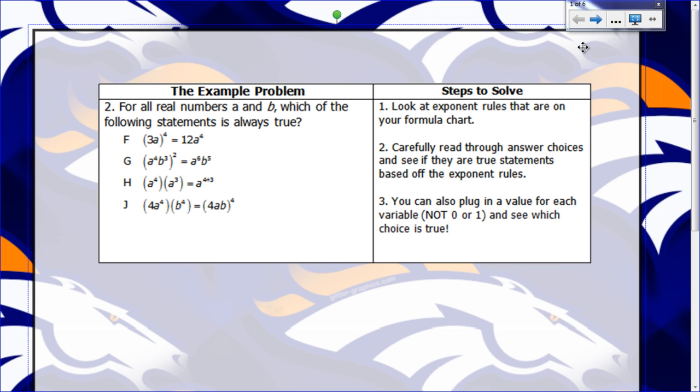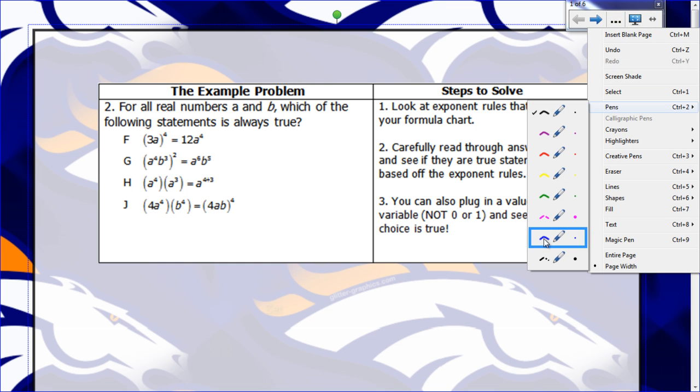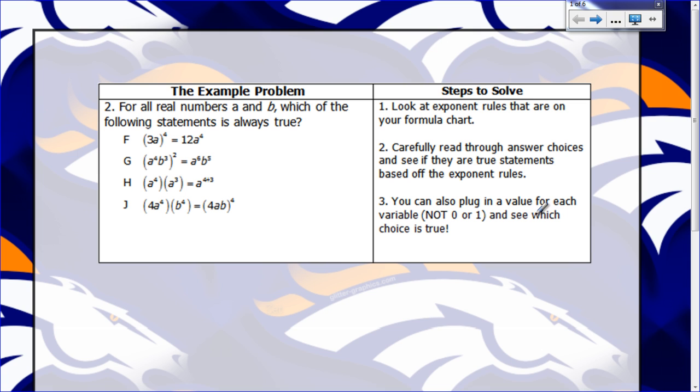And then you can also plug in a value for each variable, not a 0 or a 1, but anything other than those, and see which choice is true. And so we're just going to go through and base it on what our exponent rules say on our formula chart. We're going to think about what these mean.